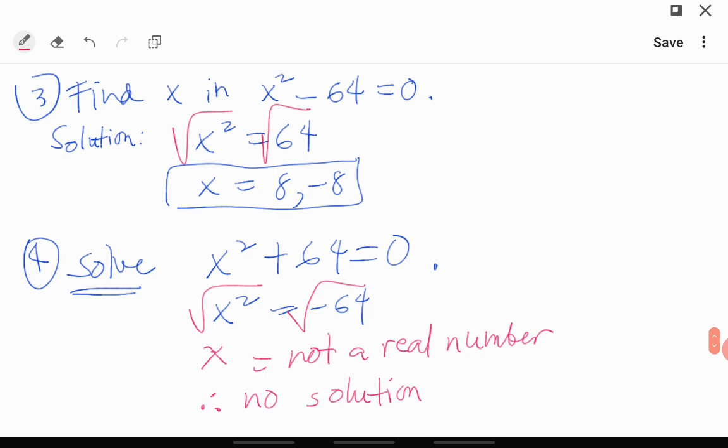You cannot find a real number answer for the square root of a negative number. Kahit gamitin nyo pa yung calculator nyo, ang sasabihin dyan is syntax error. Dahil ang sagot ay imaginary or not a real number. Pag not a real number, pwede mong sabihin na no solution. Okay? So these are our examples for solving quadratic equations using extracting the square root method. Ngayon, punta tayo sa pangalawang method, which is factoring method.